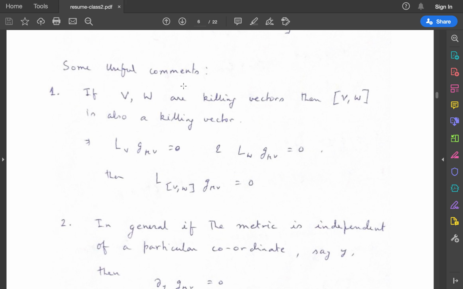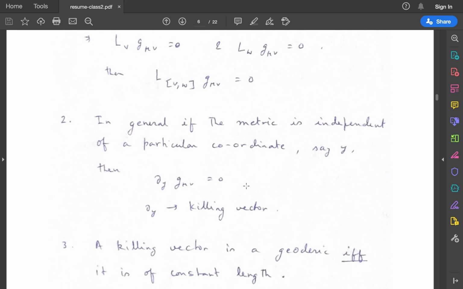Before we end this discussion on Lie derivatives and Killing vectors, let us make some useful comments. Let us assume that V and W are Killing vectors, that means that L_V g_mu nu equals 0 and L_W g_mu nu equals 0. Then the operator, the commutator of V and W, is also a Killing vector. That means that L of [V,W] of g_mu nu equals 0.